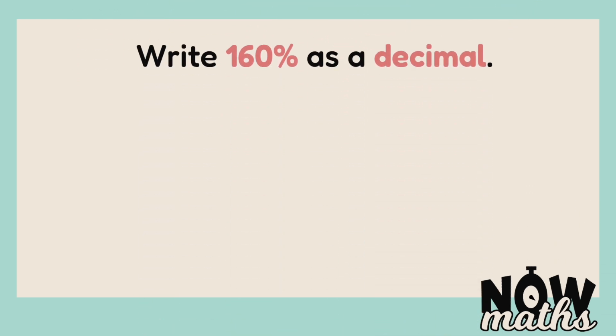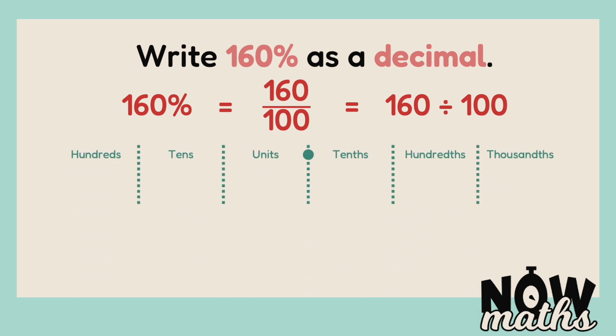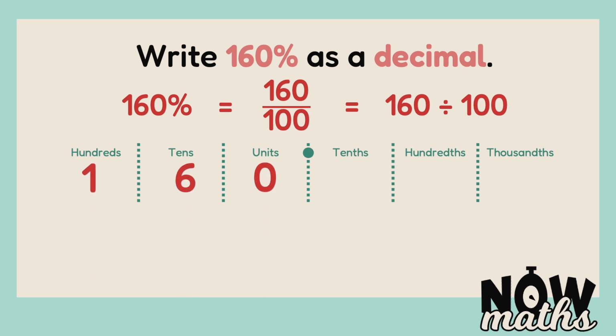Now for our next question, we're going to write a percentage that's over 100% as a decimal. So we're going to write 160% as a decimal. We can start off in the same way by saying that 160% is 160 out of 100, which is the same as 160 divided by 100. Now if we divide 160 by 100, we have 1 hundred, 6 tens and 0 units.